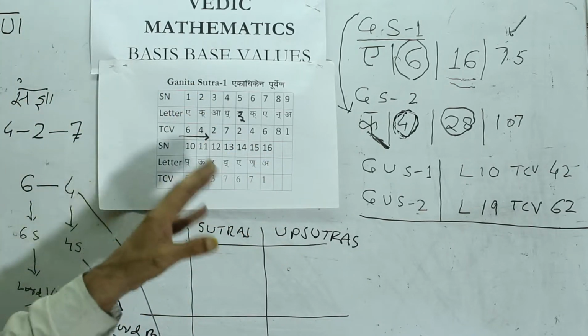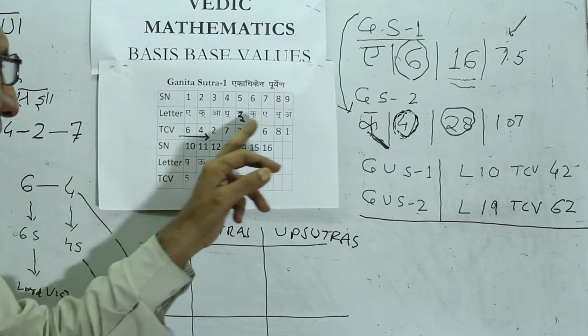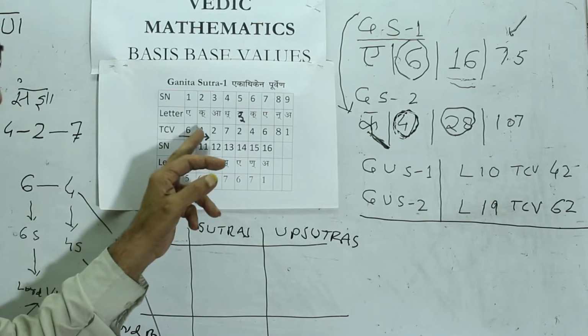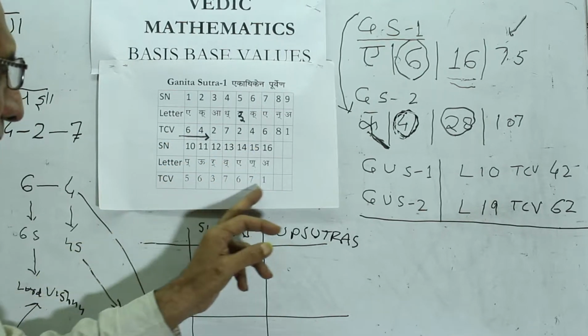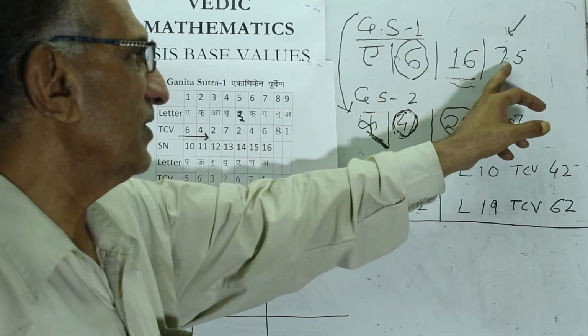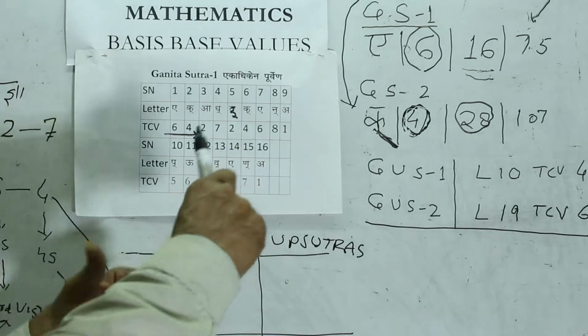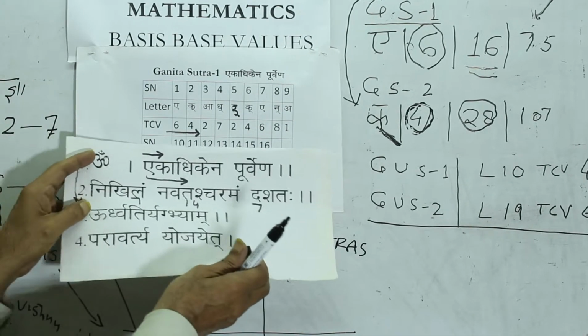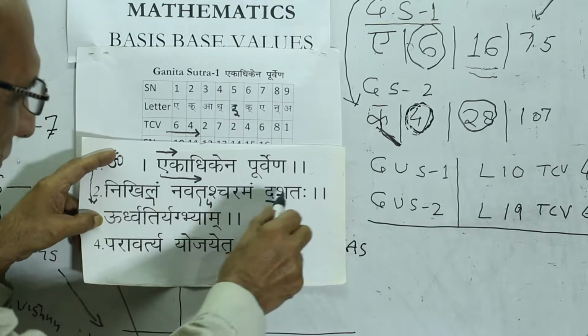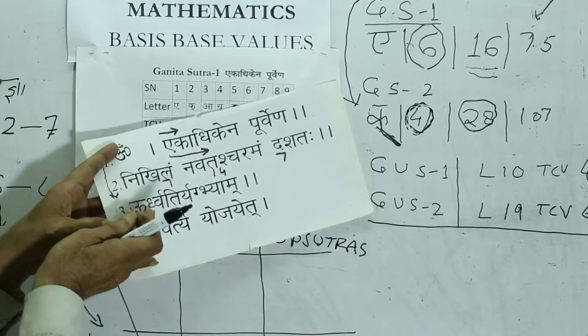75 is the summation value of this range of 16 values. 6 plus 4 plus 2 plus 7, reaching up till 7 plus 1, gives us a summation value 75. Like that, we will be tabulating the individual values of Nikhilam Navatashcharamam.